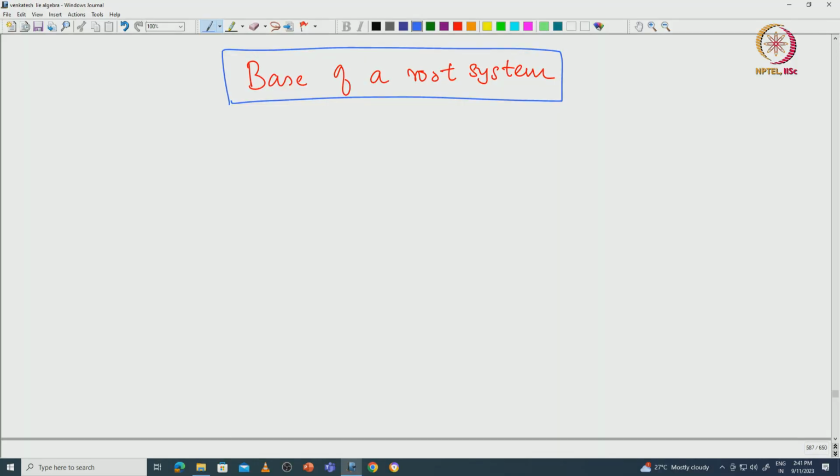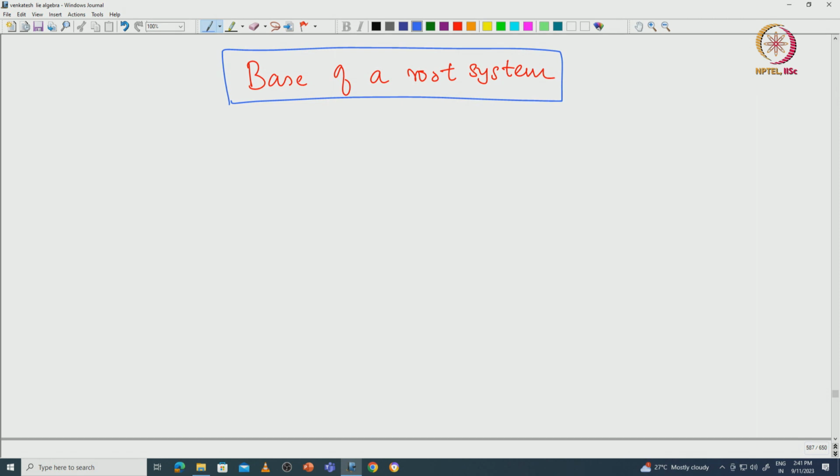Welcome back everyone. In this lecture we will define a base of a root system and prove its existence. Later we will see that if we take the set of all bases, the Weyl group naturally acts simply and transitively. So, let us first see some examples; later we will actually see the definition of base.